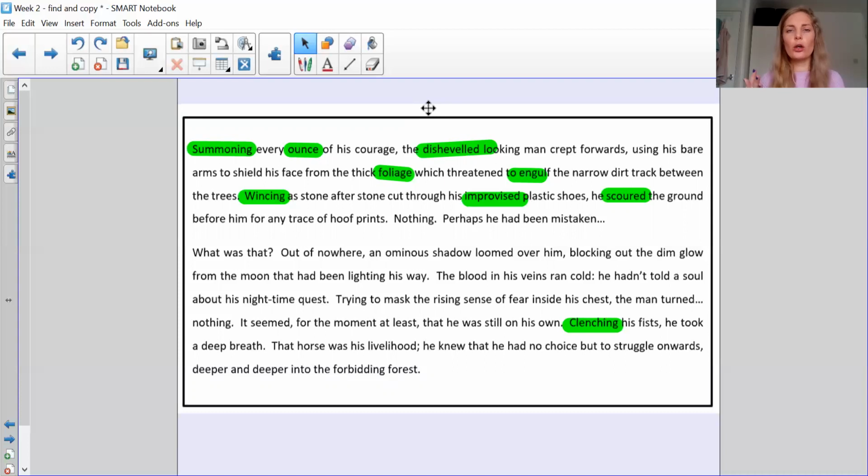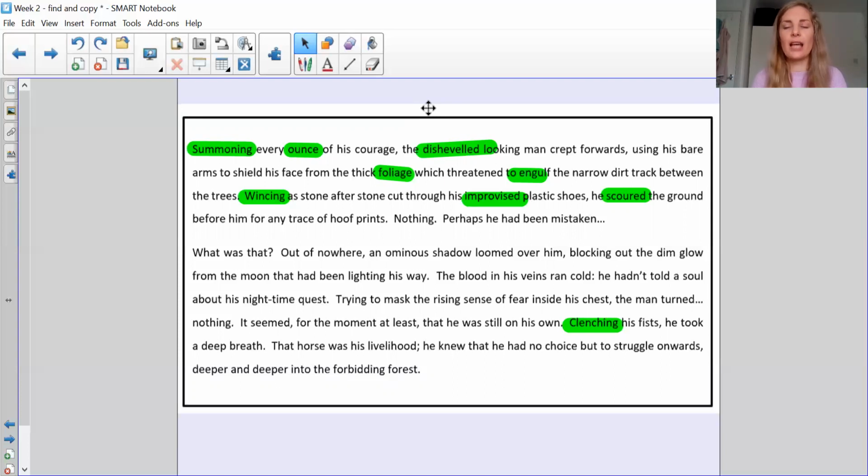Right, he has a stone cut through his improvised plastic shoes. Improvise, if you improvise something, it means you make it up. So he's had to make up these shoes of his, okay? He hasn't got any normal shoes, so that would then relate to the fact that he's looking disheveled. He hasn't got any normal trainers. He's had to make up some plastic shoes. So perhaps he's got some plastic packet and he's tied that around his feet.